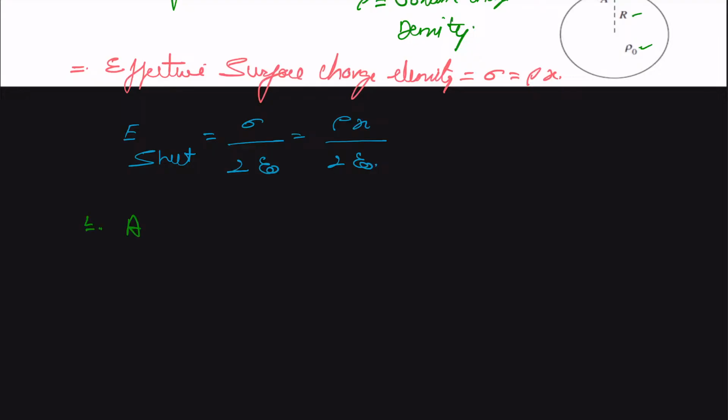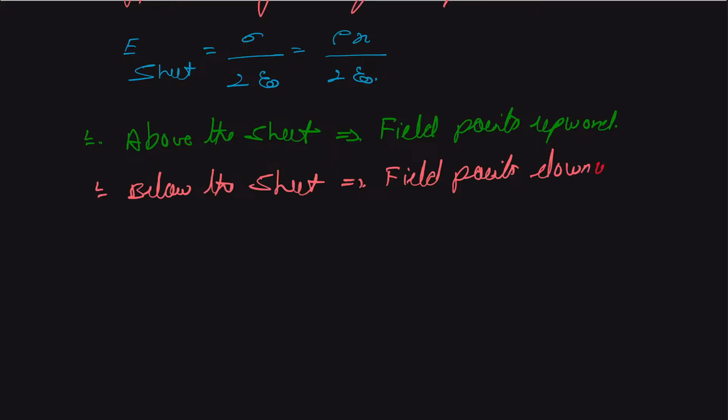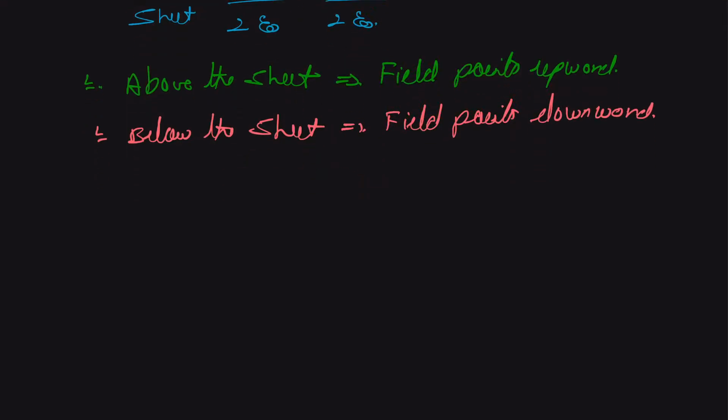So we can say that above the sheet, our field points upward, and below the sheet the field points downward. Now let's find out the electric field because of the sphere.